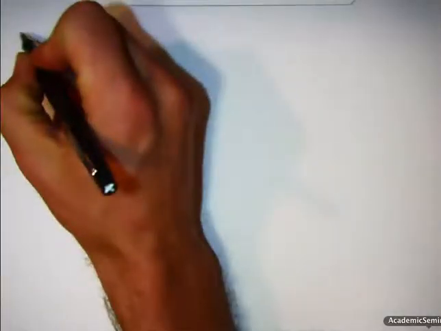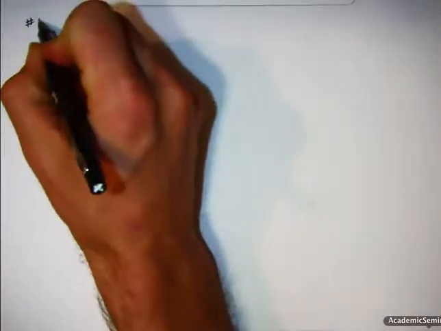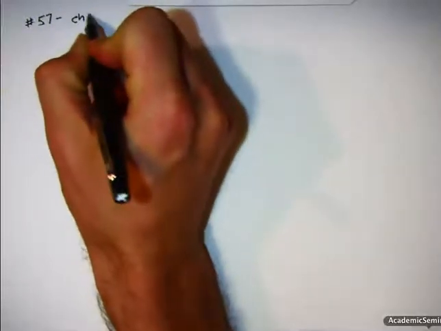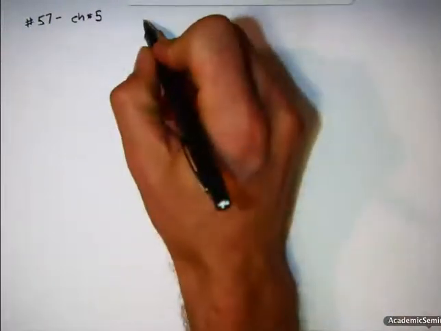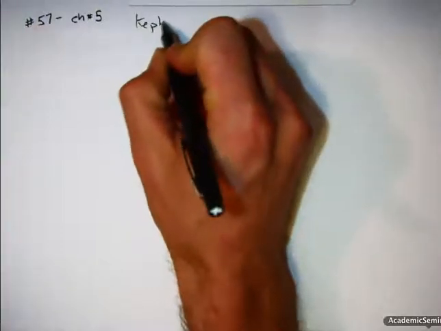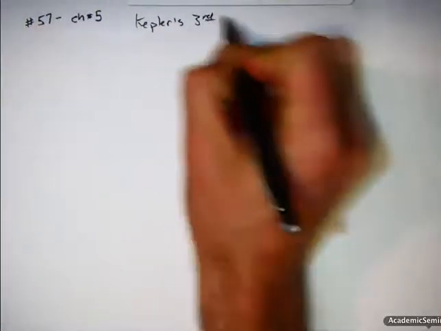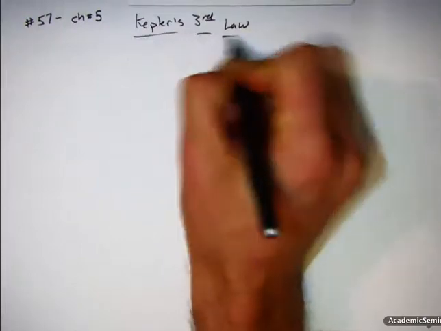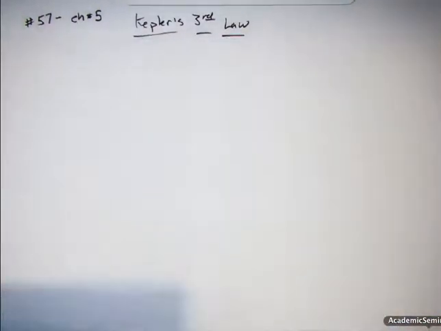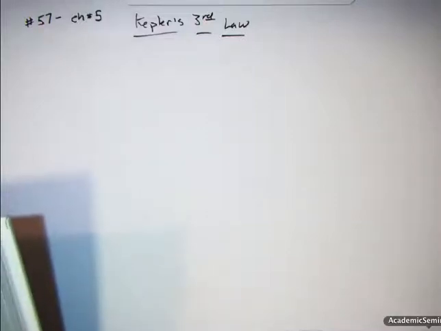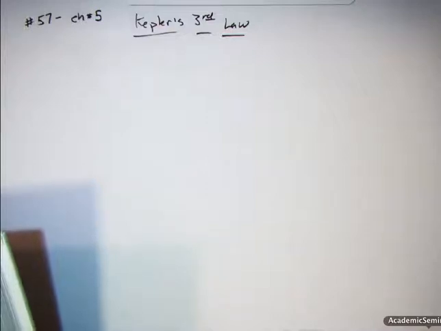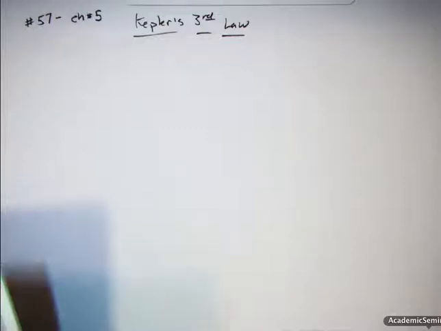Tonight we are going to be working on problem number 57 from chapter number 5. This problem is about Kepler's third law. Little Kepler's third law example problem here. Problem 57 states: the asteroid Icarus, though only a few hundred meters across, orbits the sun like the planets. Its period is 410 days. What is its mean distance from the sun?